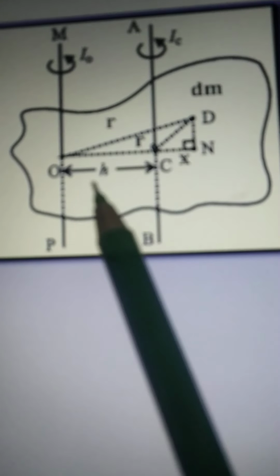So this figure shows two axes. The first axis passes through the center of mass C, and the second axis is parallel to it and goes through point O. The moment of inertia about the axis through the center of mass is IC, and I naught is the moment of inertia about the axis passing through point O. The distance between the two axes is H, and dm is a small mass at any point, a small point mass dm.